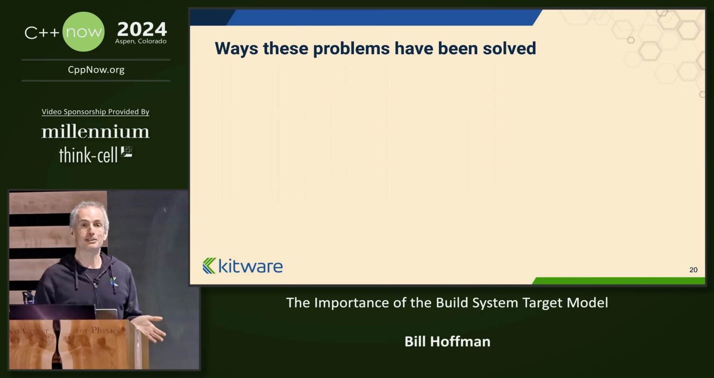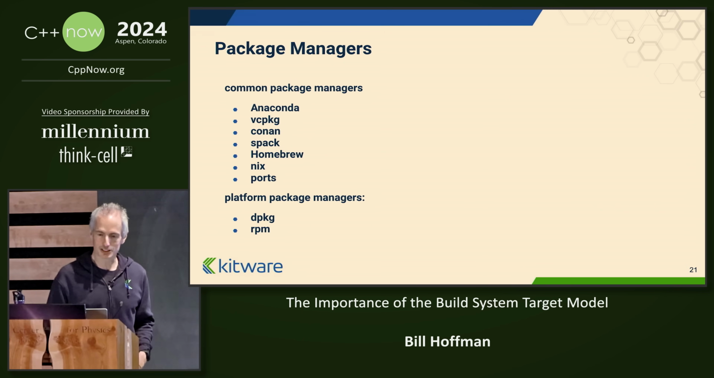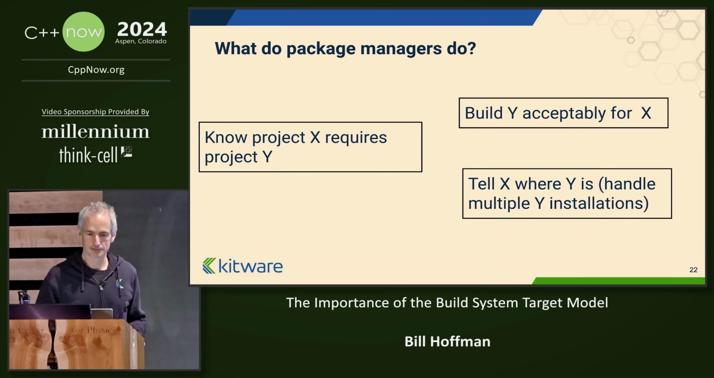So how have people solved these problems over the years? Well, there's package managers. Some common package managers: Anaconda, VC Package, Conan, Spack, Homebrew, Nix, Ports. I'm not going to go into which one's better or whether they're good or bad. They're definitely things we need. There's platform package managers.